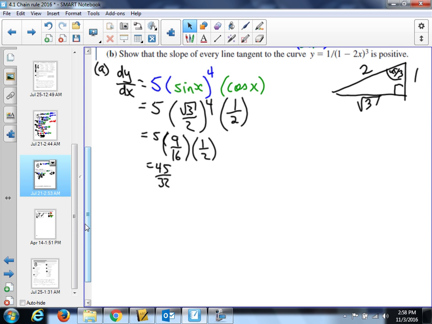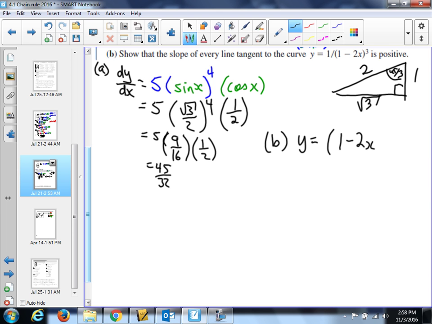Where do we begin with B then? The derivative here. I'm going to put B over here. You know what? I'm going to rewrite this one, and I'm not going to color code it. I'm just going to go with 1 minus 2x to the negative 3. I think that's easier. Or is it? Yeah, I'm going to try that. Okay?